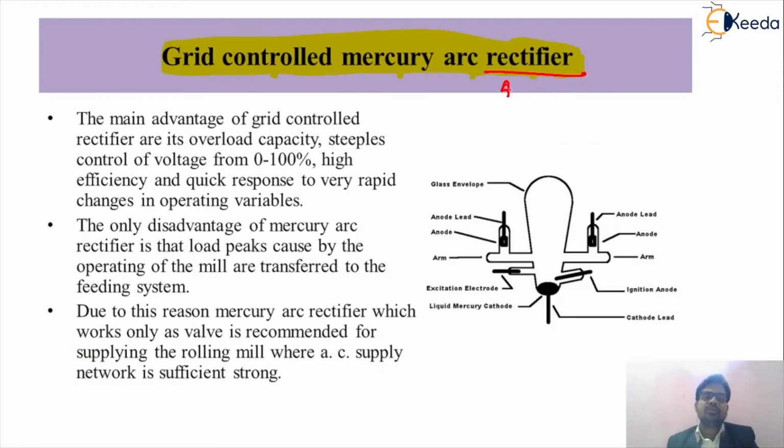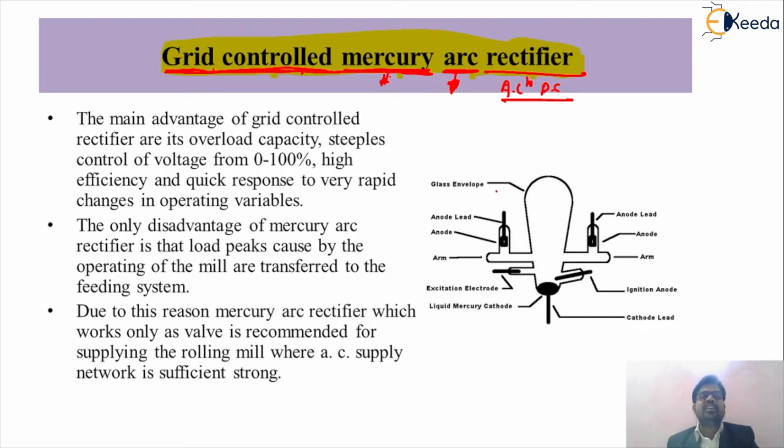In the rectification process, we convert the alternating current supply into a DC supply. What do we mean by the arc? In basic electrical engineering, the arc is the current flowing through an insulation medium, and we use mercury for the production of this particular arc. Grid control means we control the mercury arc rectifier by means of a grid. That's why the whole system is called the grid controlled mercury arc rectifier.